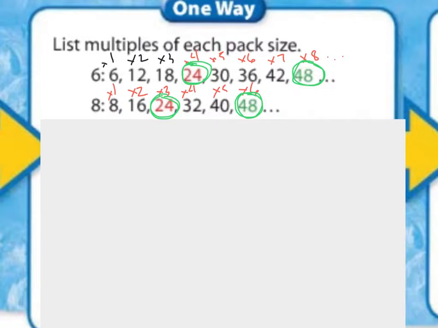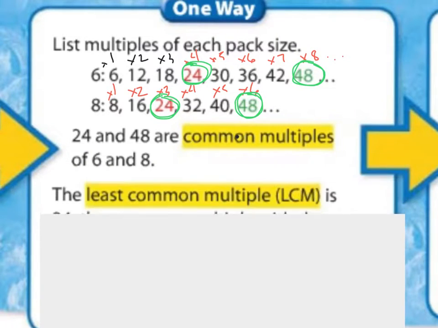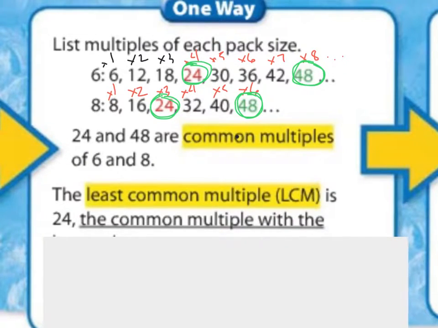I'm thinking, is it 24 or 48? Well, both of those are common multiples of 6 and 8. Both of them can multiply to those numbers, but the least or lowest common multiple is 24. It's the common multiple with the least value, or the smallest. I'll give you a second to think about that.